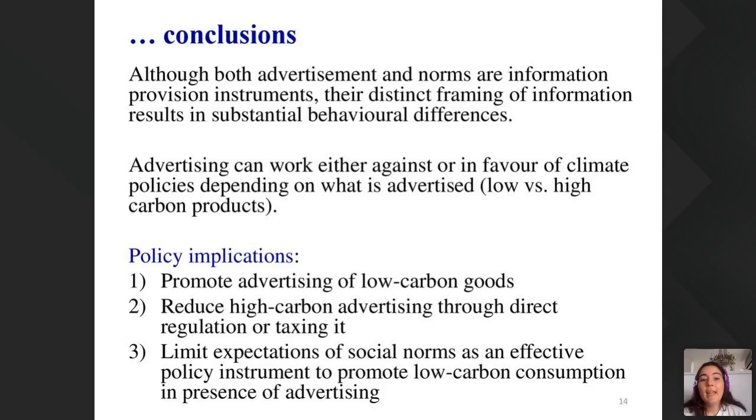So we had both downstream information provision instruments, and we see that their distinct framing of information results in substantial behavioral differences. So they have very different effects, and advertising is super effective and can work. We saw it can work either against or in favor of climate policies, depending on what it is that is advertised. So it could work in favor of climate policy if low carbon products were what was advertised. That is not exactly what is happening right now.